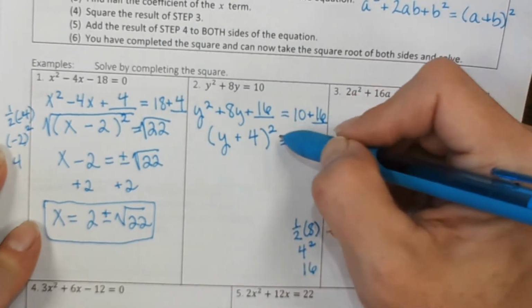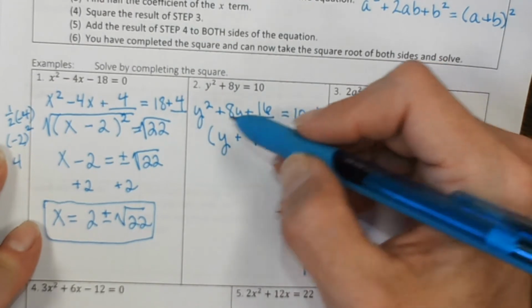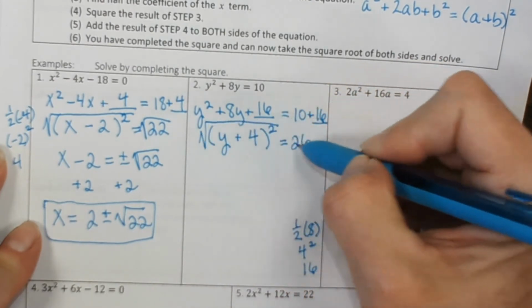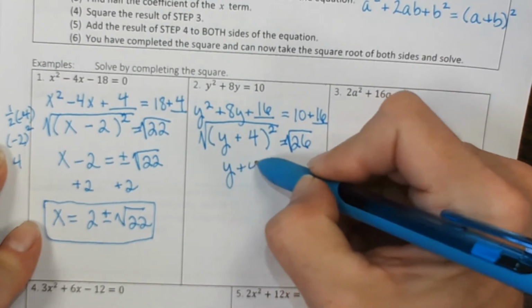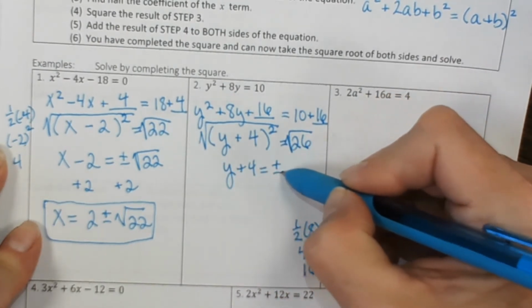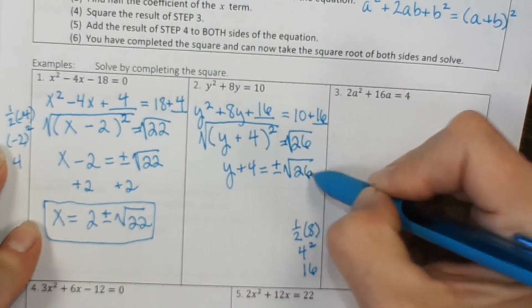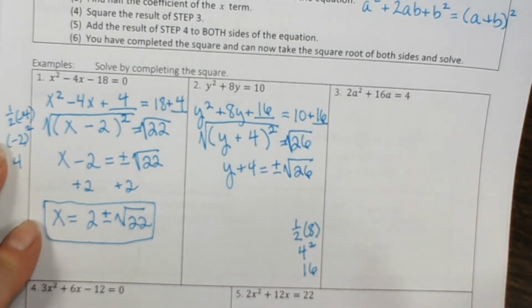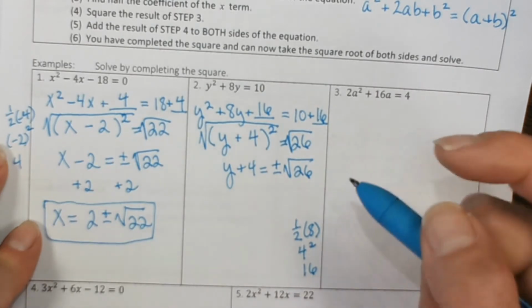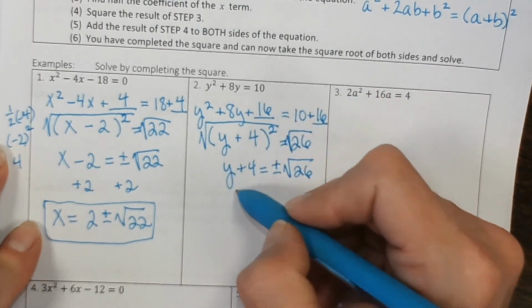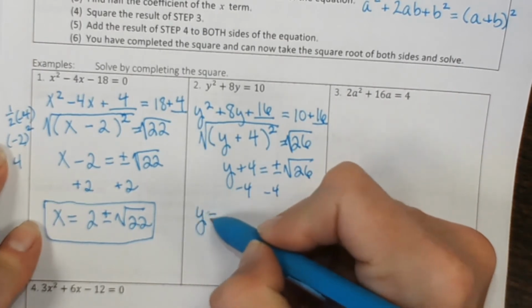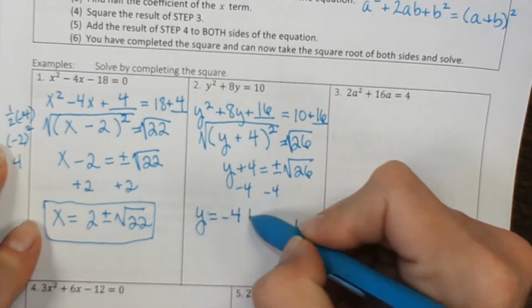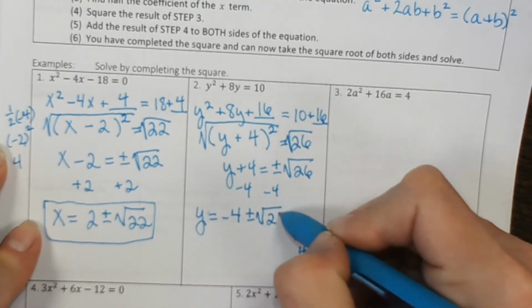Okay, and again, I have a perfect square binomial, so I could take the square root of it to undo it. And then I have y plus 4 is equal to plus or minus the square root of 26. So again, we want to think about 26. Does it simplify? Well, it's 2 and 13, and neither one of those simplify. So we're going to just subtract our 4 to get y alone. So I have y is equal to -4 plus or minus the square root of 26.